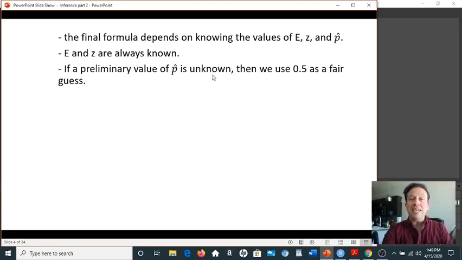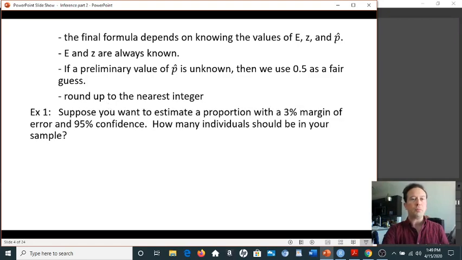But if P hat is known, that's because it comes from previous studies that we can draw from and use as our estimate. And the final thing about this formula is that you'll always round up. No matter what the decimal is, always round up. This goes against the rules of regular rounding. We always round up to the nearest integer or whole number.